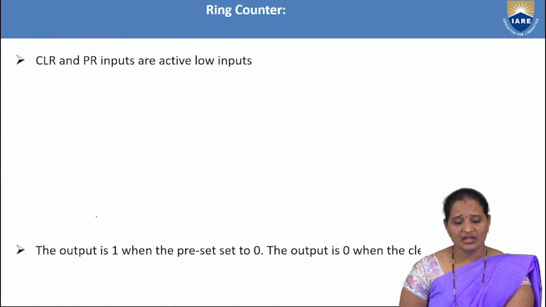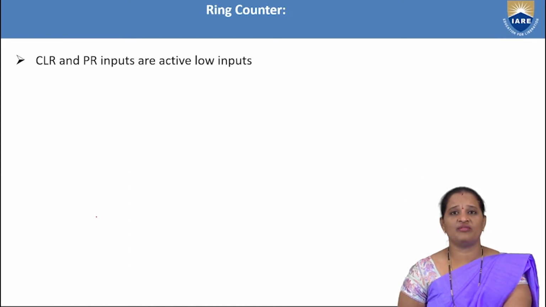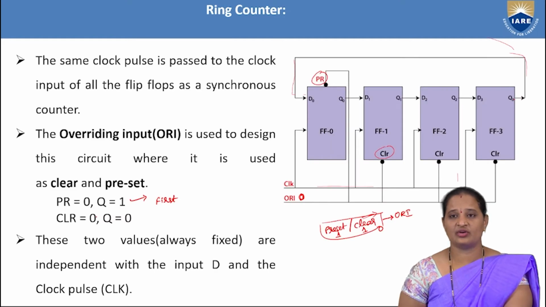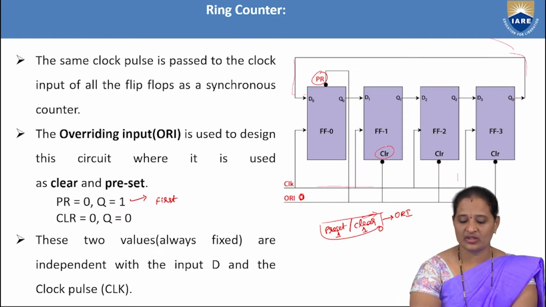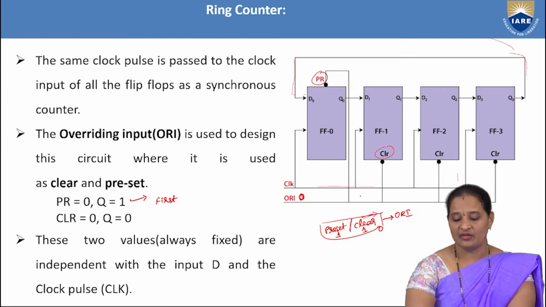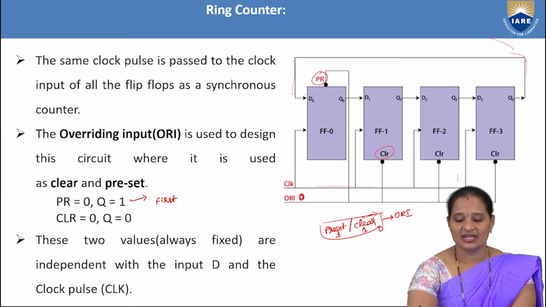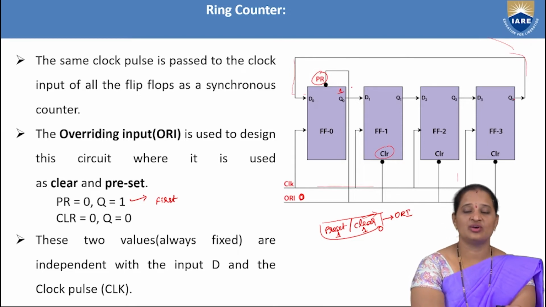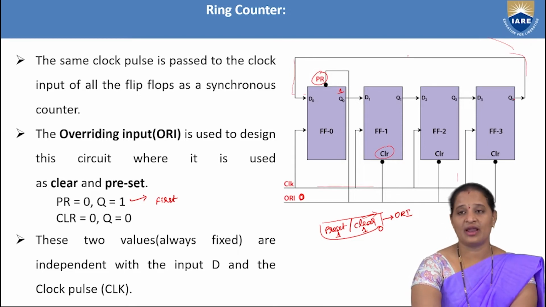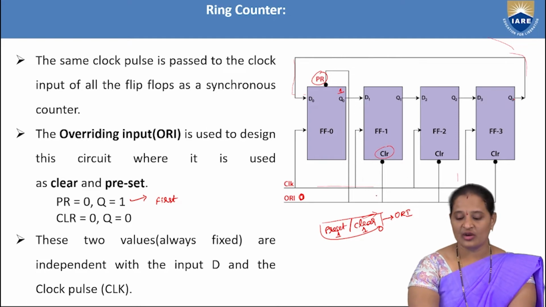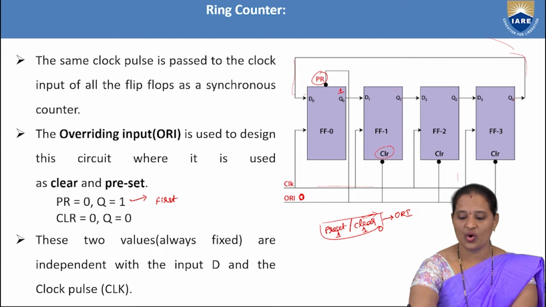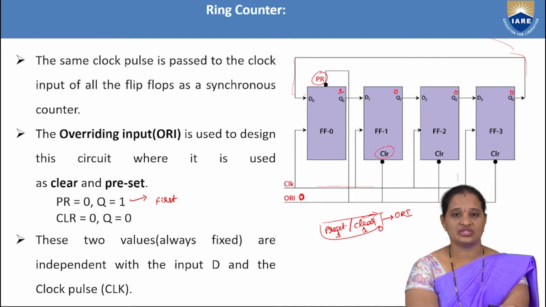Now, let us see the operation of this ring counter. What happens when the ORI input is 0? This is applied as preset input to the first flip-flop, which sets the flip-flop. In that case, Q0 will be 1 because it is applied as preset input. Now, as this is applied as clear input to the remaining 3 flip-flops, the outputs of all these 3 flip-flops will be 0.